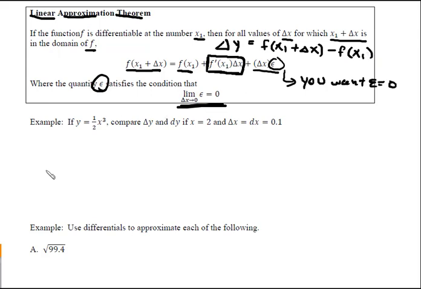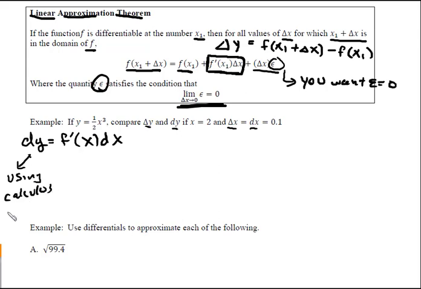Alright, so now let's do an example of all of this. If y is equal to 1/2 x cubed, compare delta y and dy if x equals 2 and delta x is equal to dx, which is equal to 0.1. So let's find dy. Now remember, the formula for dy is f prime of x dx. So that is telling us that we are using calculus here. Alright, so we're using calculus to find dy.